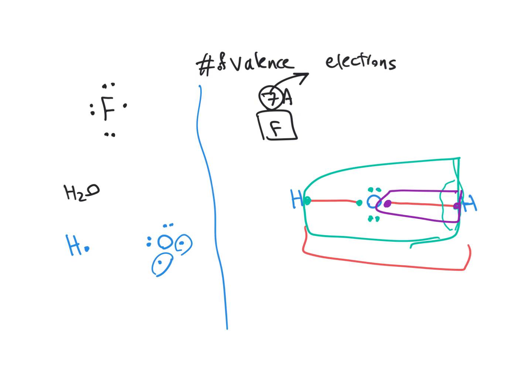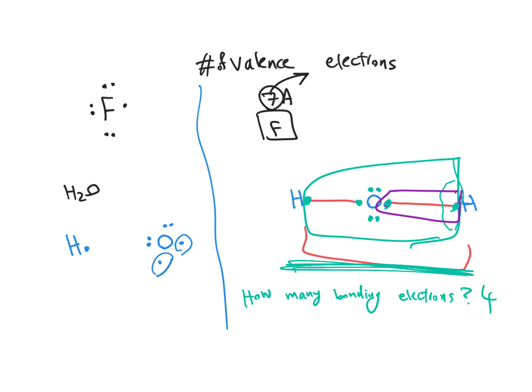Okay. Another example is how many bonding electrons do you see in the Lewis structure of water? How many bonding electrons do you see? It would be 4. 1, 2, 3, 4. If I ask how many bonding electron pairs, it would be 2. How many non-bonding electrons do you see? 4. Exactly, non-bonding would be 4. How many non-bonding pairs? 2.